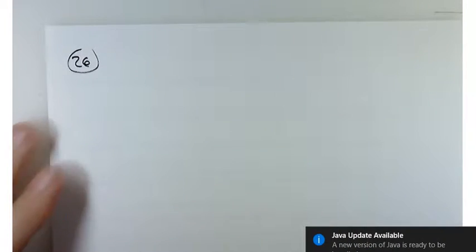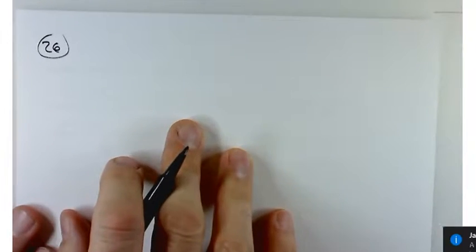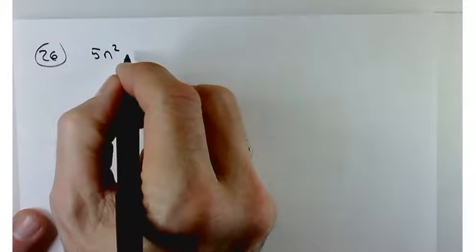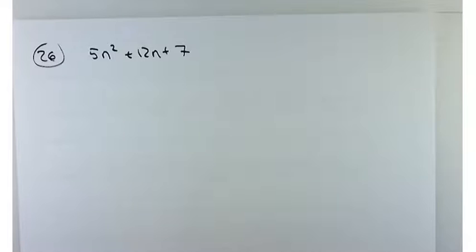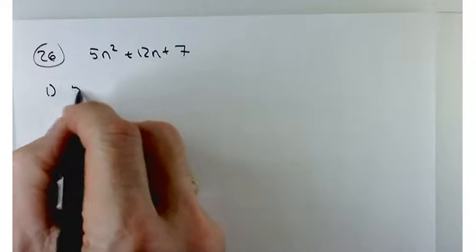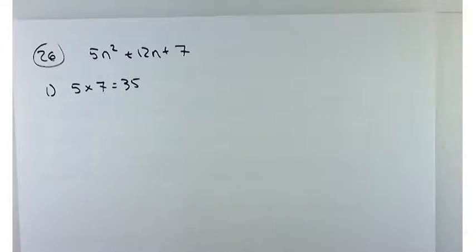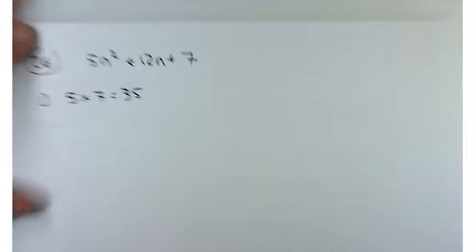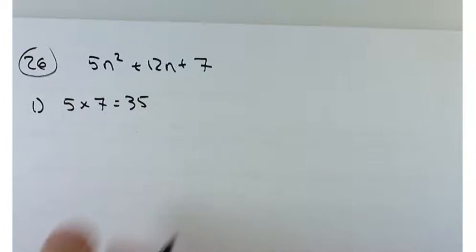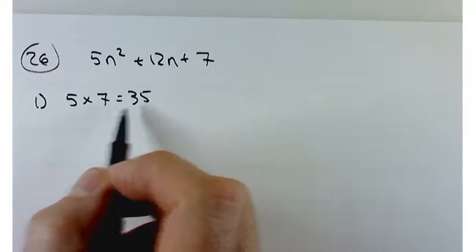Okay. So let's take a look at problem number 26. 5n squared plus 12n plus 7. So let's go through these steps again. First one is to multiply the outside numbers. So it's going to be 5 times 7 gives you 35. You have to do this in problems like this. If this was just an n squared, I wouldn't be going through this. But because there's a number out in front, a 5n squared, then I am going to do this step. So 5 times 7 is 35.